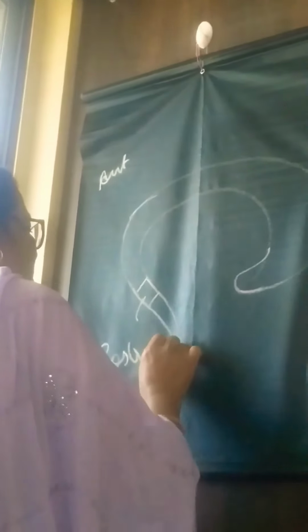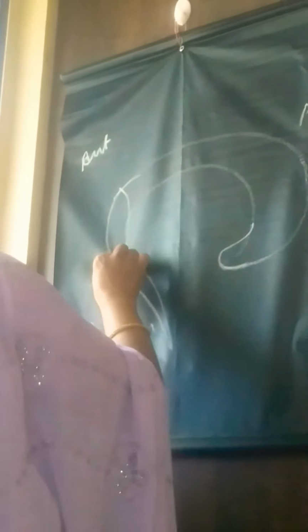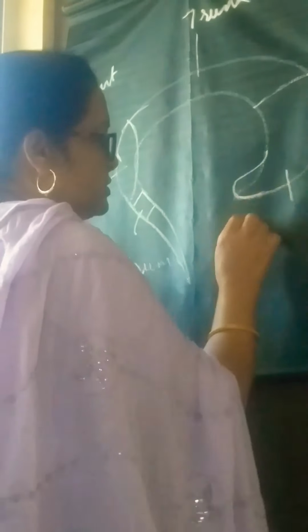Here below, down, this is called the rostrum. This bend over here is called the genu. This whole upper portion is called the trunk, and this posterior portion is called the splenium.